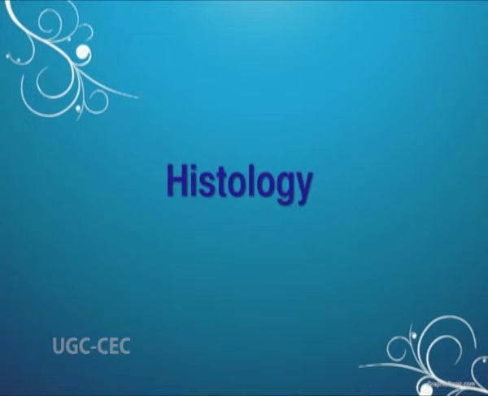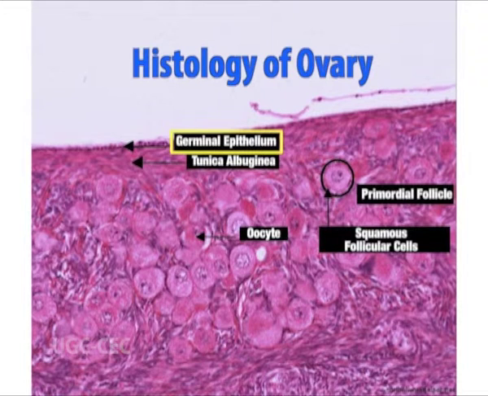Histology. The follicular cells are flat epithelial cells that originate from surface epithelium covering the ovary.